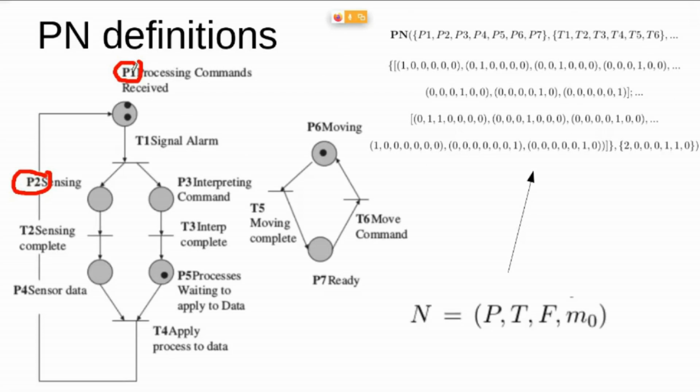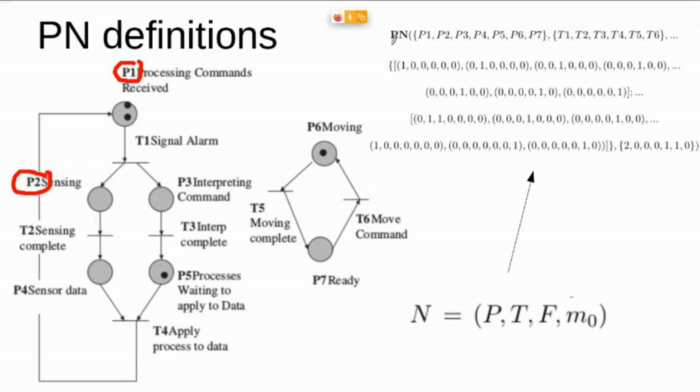First of all, we have P1, P2 here, we have P3, 4, 5, 6, and 7. So we have 7 places. And you can see here that we have the events in here, T1, T2, T3, T4. At the end, we have 6 transitions, 6 possible events in my system.